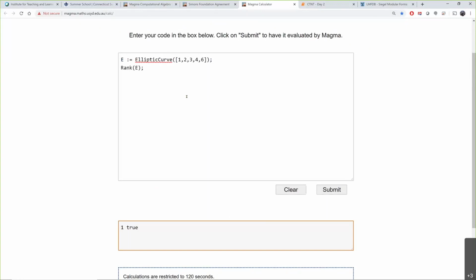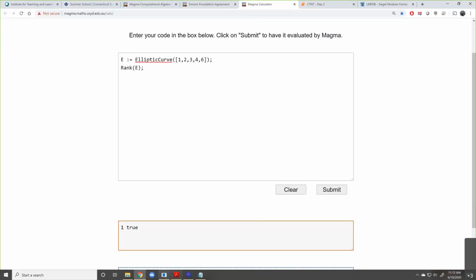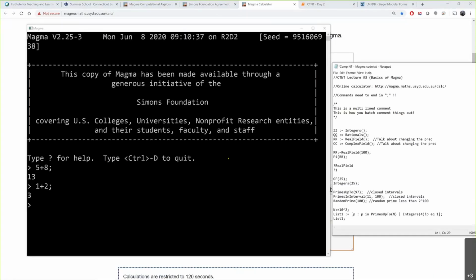But I do have Magma on my computer, so instead of doing that, I'm going to use Magma here. I hope everyone can see that. And by the way, feel free to interrupt me. I'm not looking at the window with the chat, but Brandon will let me know if there are questions. I'm happy to answer any questions along the way.